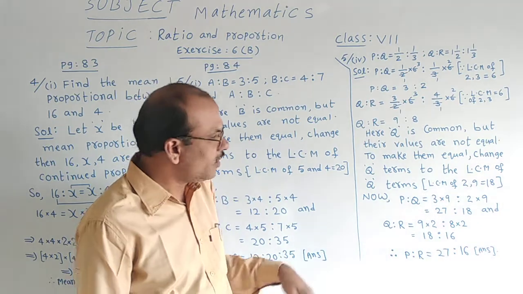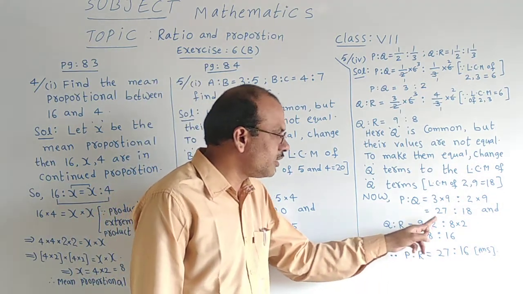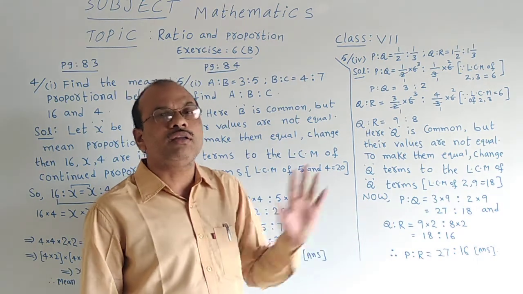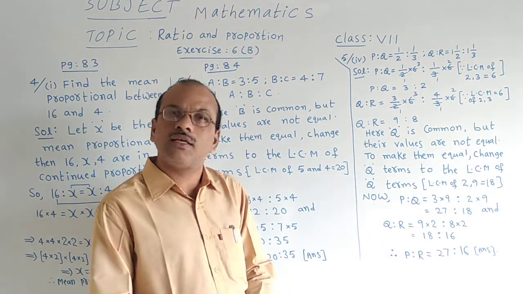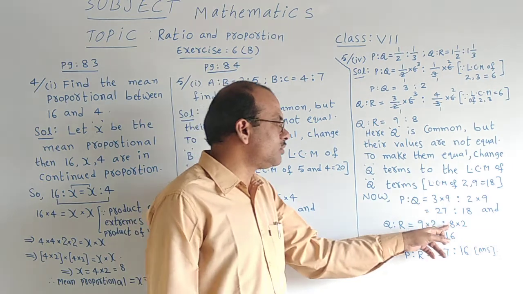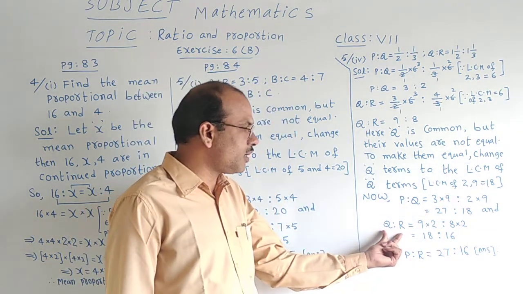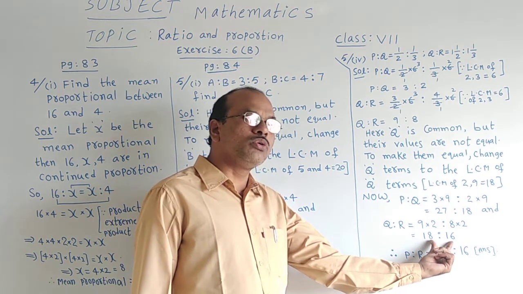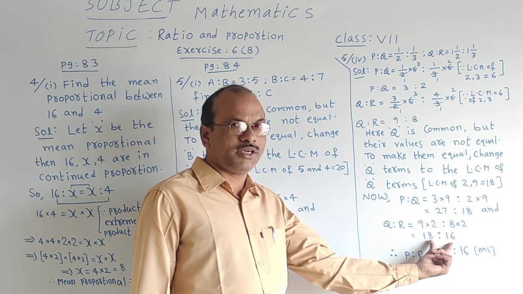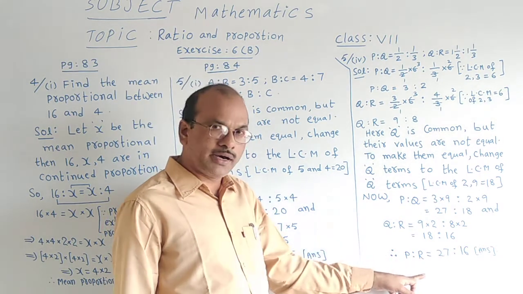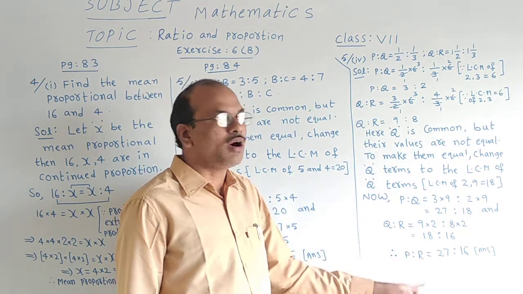Am I correct? Whenever multiplied with 2 here, there also should multiply with 2. Then only the value of the ratio will not get any change. Okay? Then 8 2s are changed as 16. Now Q is to R changed to 18 is to 16. Finally they asked us to find P is to R. P value is to R value.